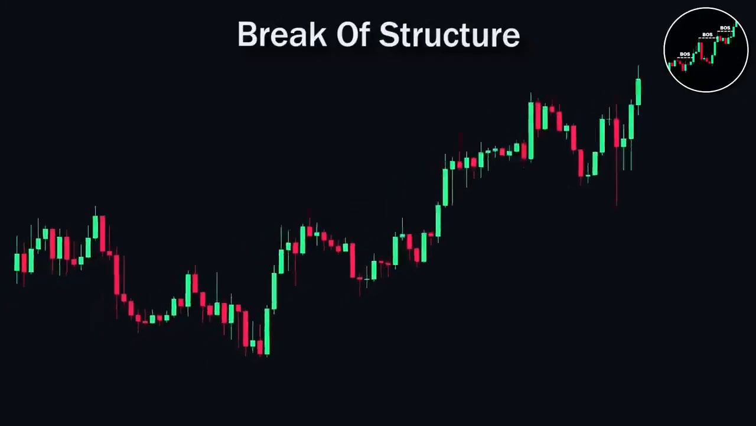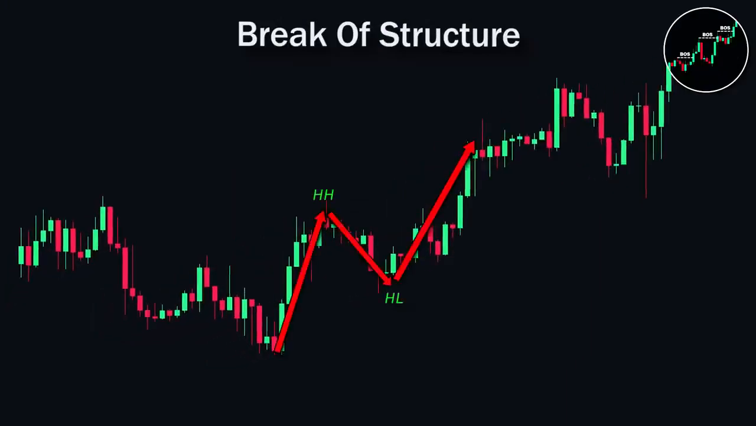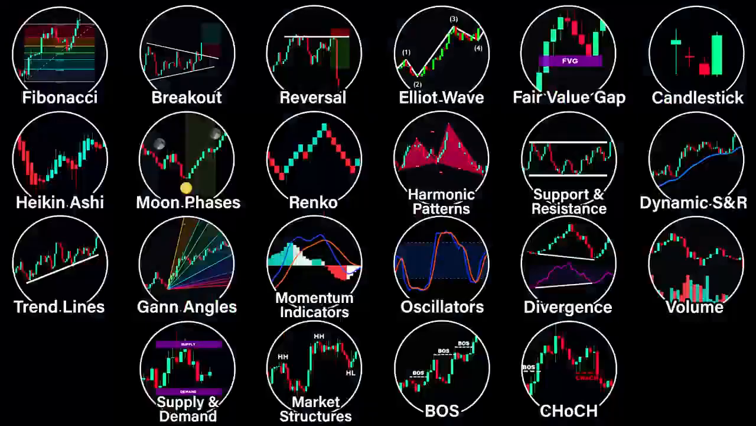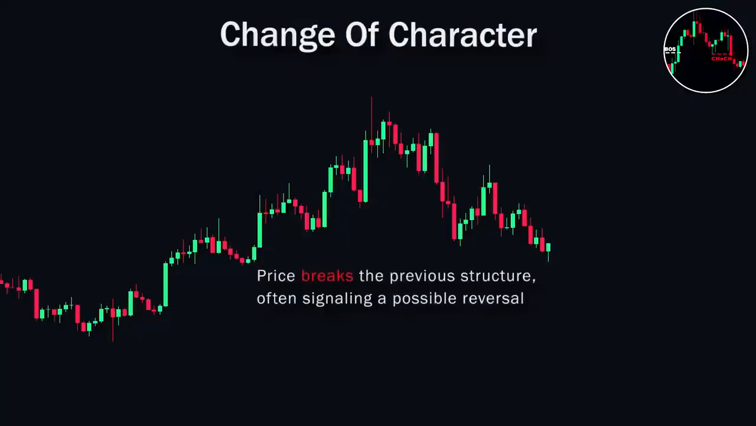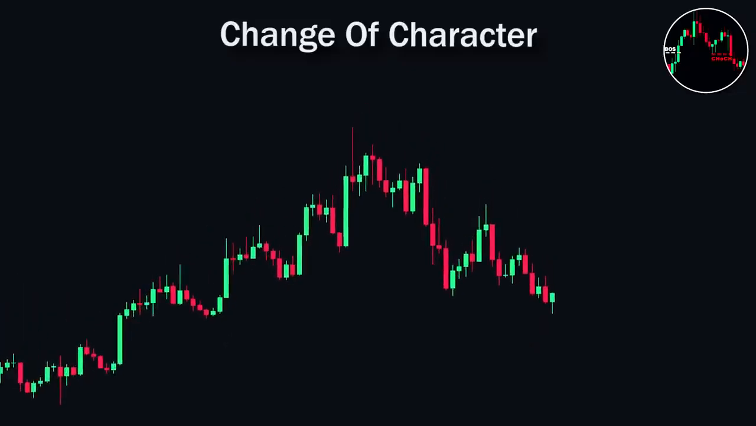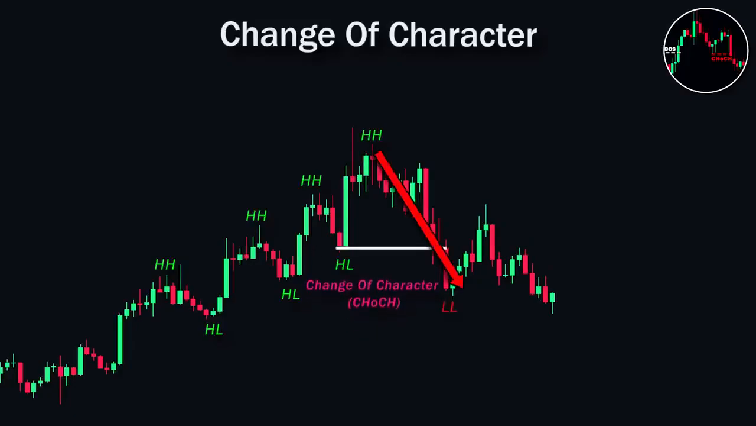For example, if the price forms higher highs and higher lows, this break of the previous highs is called a break of structure. Change of character. It occurs when price breaks the previous structure during a trend, often signaling a reversal from that current trend. For example, if the price is forming higher highs and higher lows, then it breaks the previous lows forming lower lows. This is called a change of character.